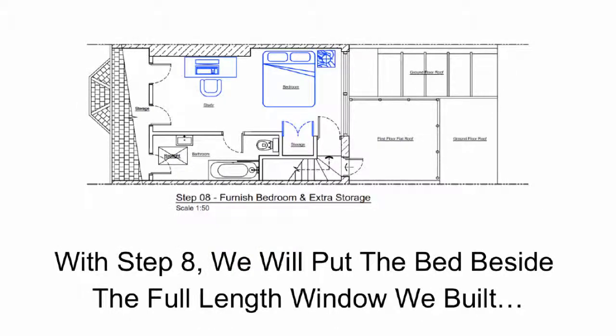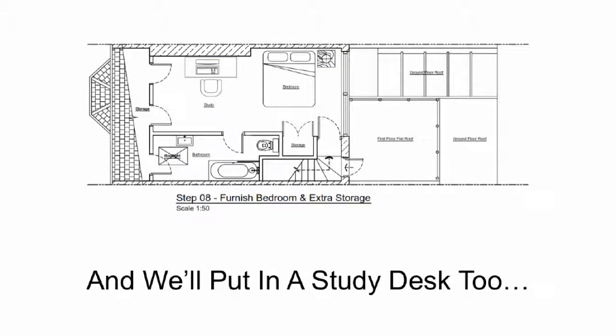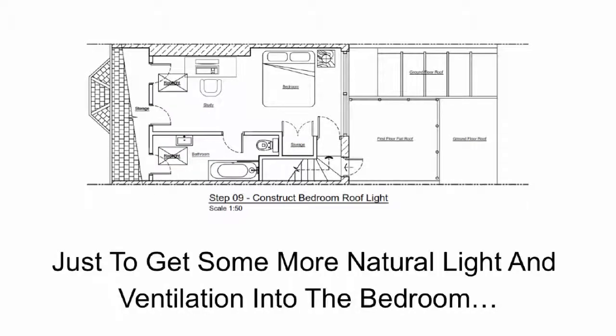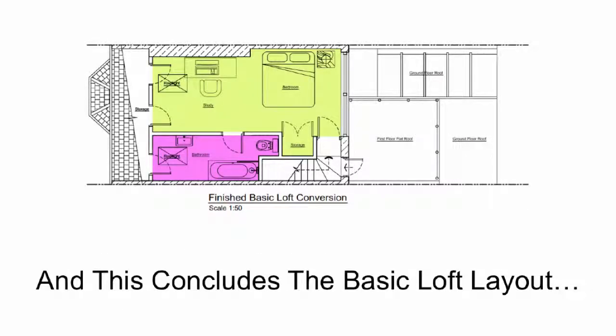With step 8 we will put the bed beside the full length window we built, and we'll put in a study desk too. And finally, in step 9 we'll put in another roof light to the front of the house just to get some more natural light and ventilation into the bedroom. And this concludes the basic loft layout.